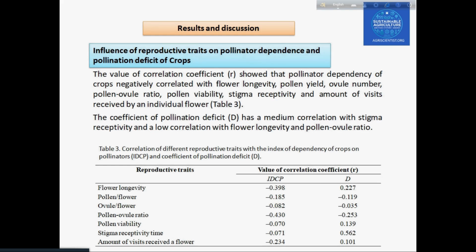The value of the correlation coefficient shows that pollinator dependency of the crops is negatively correlated with flower longevity, pollen yield, ovule number, pollen ovule ratio. Coefficient of pollination deficit has a medium correlation with stigma receptivity and a low correlation with flower longevity and pollen ovule ratio. Table 3 shows the value of the correlation coefficient among different traits.